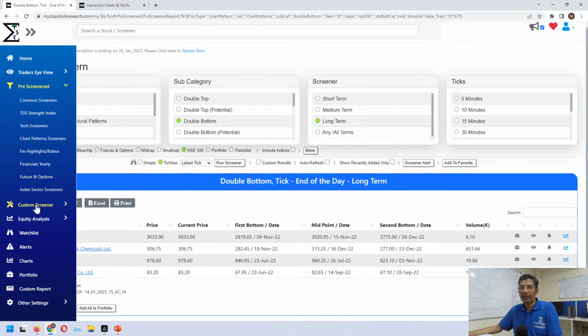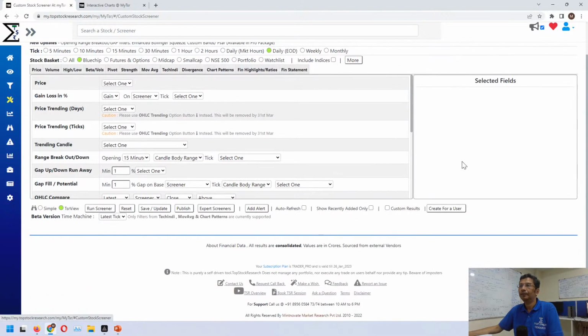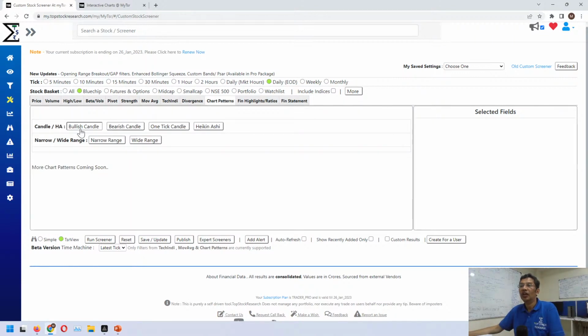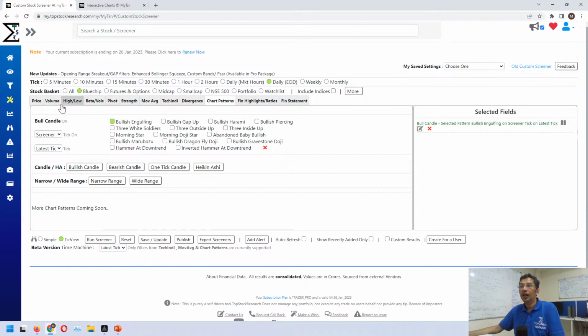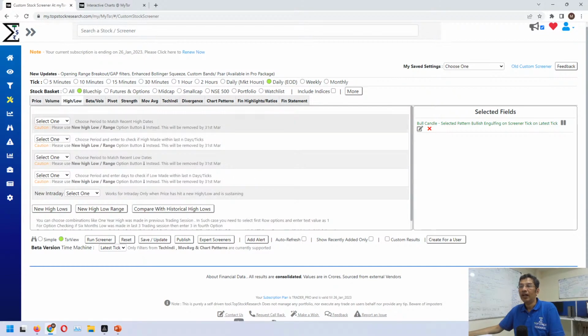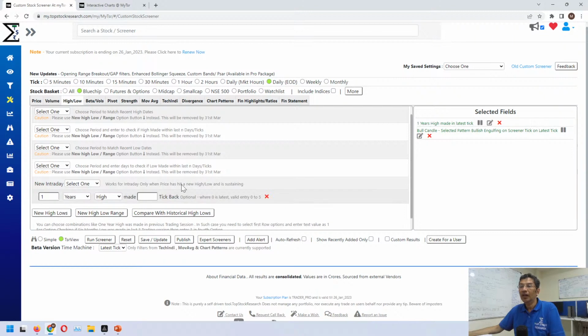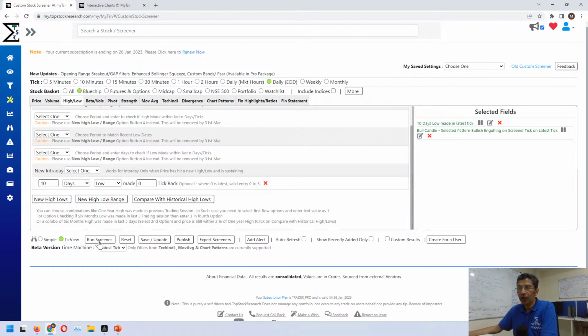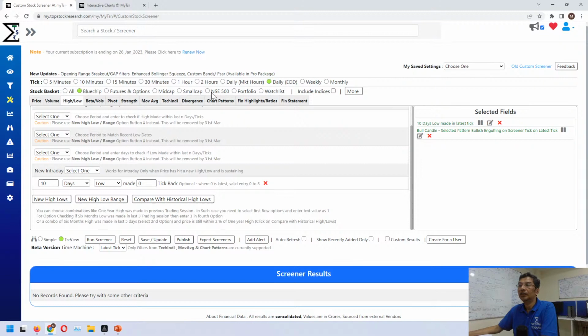Taking it to the DIY screener, some of the reversal patterns, right? So we look at maybe a bullish reversal pattern, bullish engulfing, where the latest 10-day low was made, zero tick back, right? That means the latest tick, where zero is the latest, is mentioned out here. I know it's slightly counterintuitive.